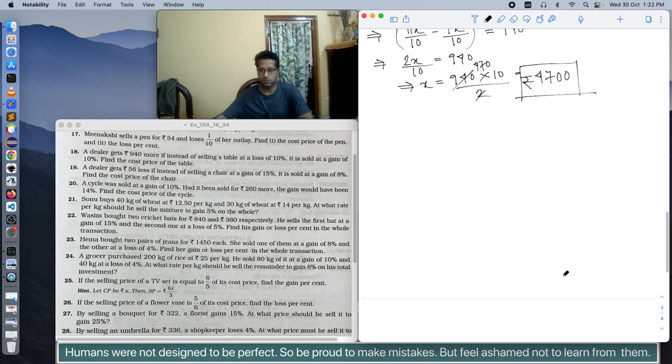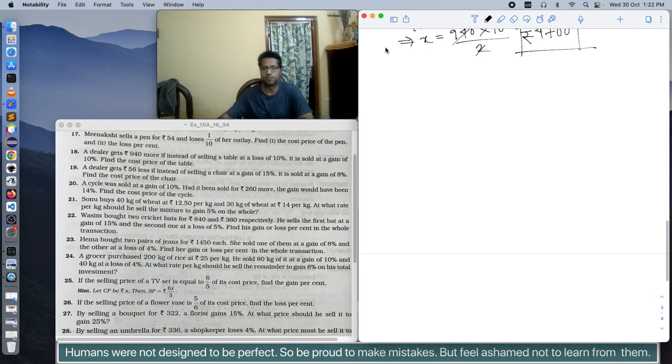Okay, let's do problem number 19. A dealer gets rupees 56 less if instead of selling a chair at a gain of 15%, it is sold at a gain of 8%. Find the cost price of the chair. It is exactly the same as question number 18. Just the gain percent and the loss percent are different, and the difference of the selling price is different. So anyway, let's solve it.